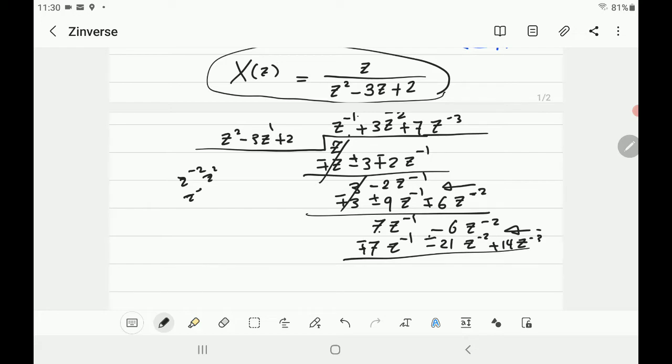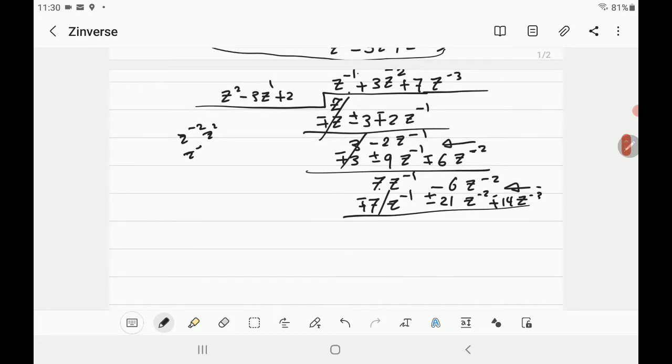And you change the sign, and you add. So you got 15 z^-2 minus 14 z^-3. And you continue, you divide 15 z^-2 by z^-2. 15 by 1 is equal to 15. And z^-2 divided by z^-2, you got z^-4. And then you start to multiply back. 15 times 1 is equal to 15. You will get this term positive. 15 times minus 3 will be minus 45 z^-3.